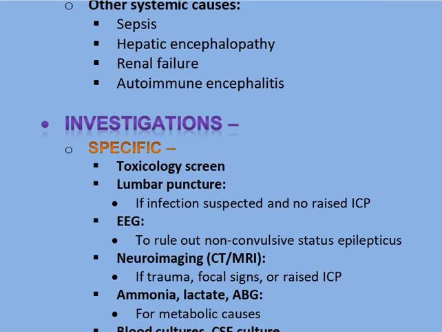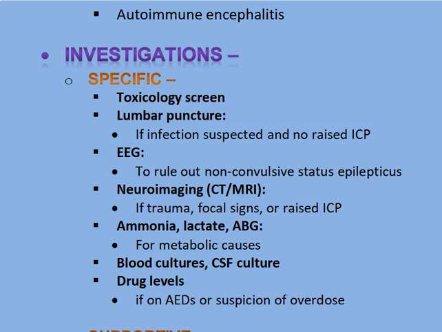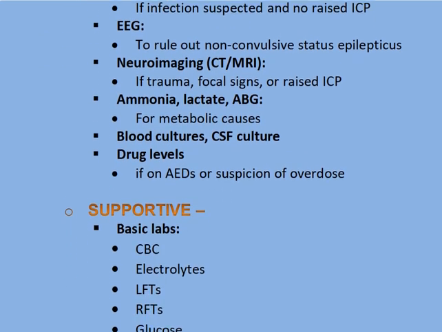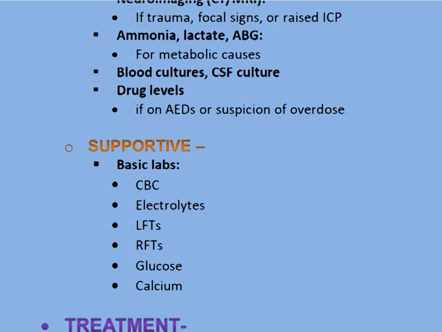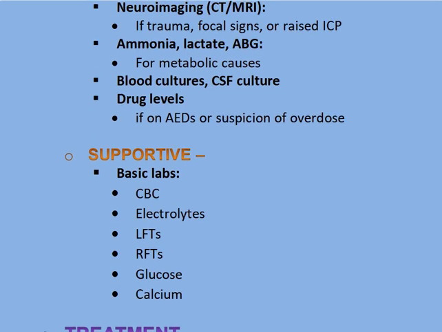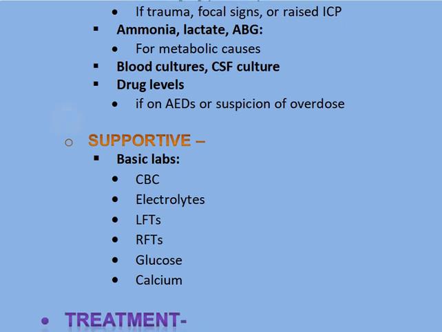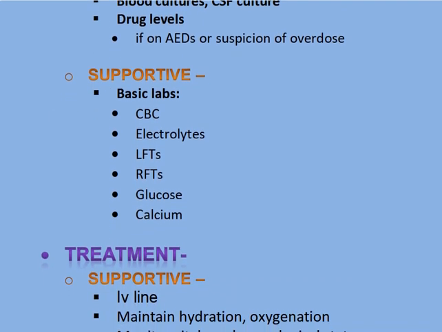So investigations, the specific investigations include toxicology screen, lumbar puncture if you are suspecting meningitis and there are no signs of raised ICP, EEG to rule out non-convulsive status epilepticus, neuroimaging such as CT and MRI if trauma, focal signs or raised ICP suspected, ammonia, lactate and ABG for metabolic causes, blood culture, CSF culture, drug levels if on anti-epileptic drugs or suspicion of overdose. The supporting investigations are such as the blood CBC, electrolytes, LFTs, RFTs, glucose and calcium.